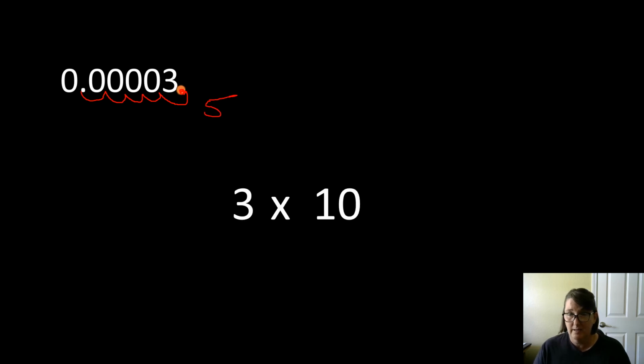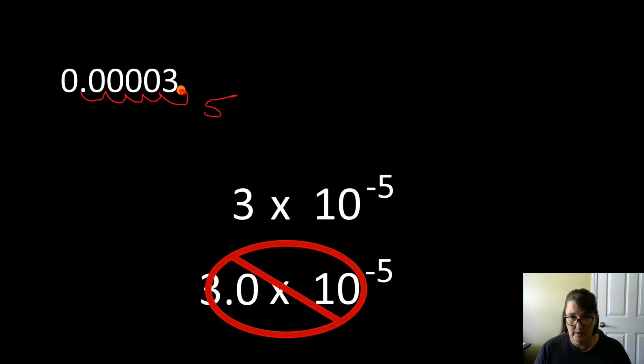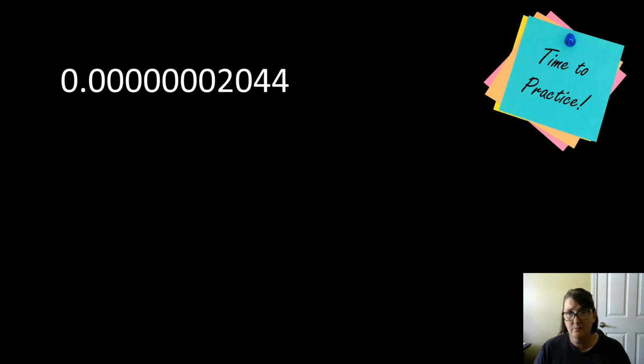Okay, let's look at this one. My decimal point is going to come after the 3 because the 3 is my first whole number. I go 1, 2, 3, 4, 5. I rewrite my number. It's going to be 3 times 10 to the negative 5. Again, because my zeros are in the front. What people want to do is do 3.0 times 10 to the negative 5. But we don't want that 0. All zeros need to be dropped after the decimal point. So you're going to get rid of that, and it's just going to be 3 times 10 to the negative 5.